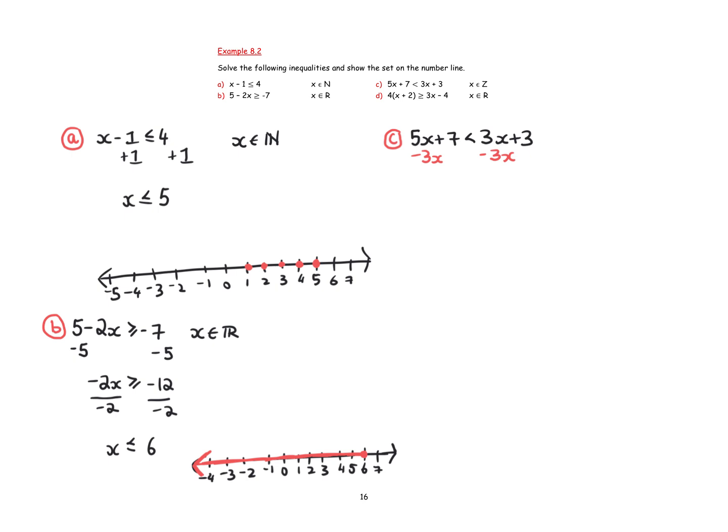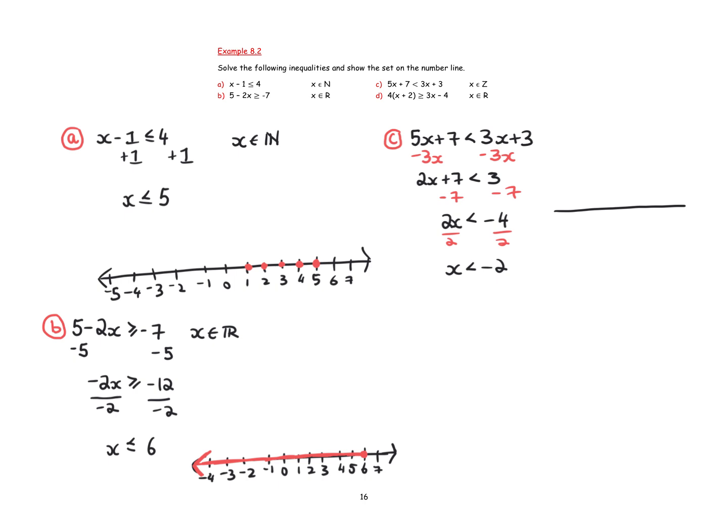We get 5x minus 3x is 2x, then plus 7 is less than 3, as the 3x and the minus 3x will cancel. Then I want to get rid of everything else from the left hand side where the x's are. So I'm going to minus 7 from both sides there, leaving me with 2x is less than 3 minus 7, which will give us minus 4. And then I'm going to divide both sides by 2 to get what x is by itself. And I'll get that x is less than minus 2.